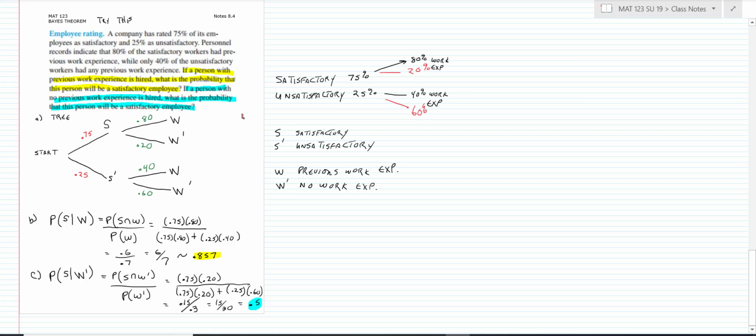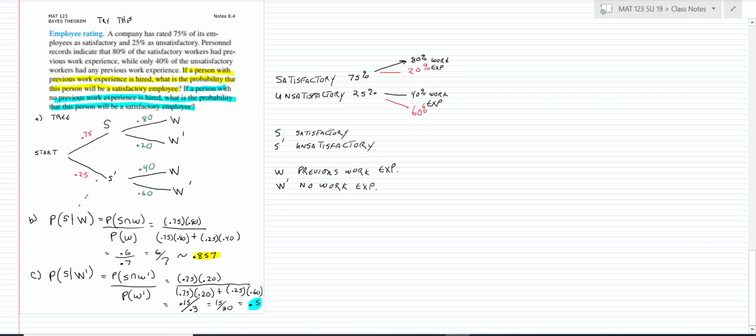So what I did is I just let S be the satisfactory workers, S prime is unsatisfactory, W is work experience, W prime is no work experience. You can use whatever variables you want. So on the tree it goes like this: 75% are satisfactory, 25% are not satisfactory. Out of the satisfactory group, 80% have work experience. The remaining 20% do not. Out of the 25% who are unsatisfactory employees, 40% have work experience, 60% do not. So that makes some degree of sense, I think.